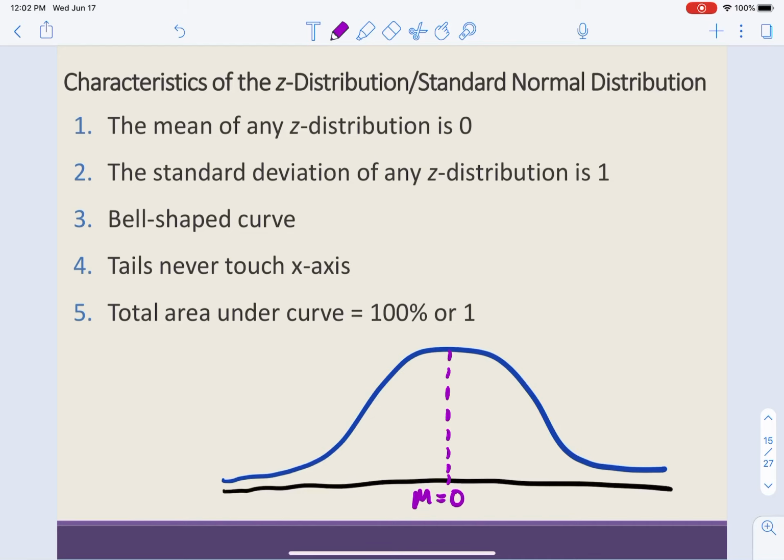So we can even put that here. I'll do it like this. This would be -1. This would be 1. And over here, that might be 2. That might be -2, and so on and so forth. So the mean of a Z-distribution is 0. The standard deviation of a Z-distribution is 1. It's bell-shaped, and it's also symmetric too. Let me write that.